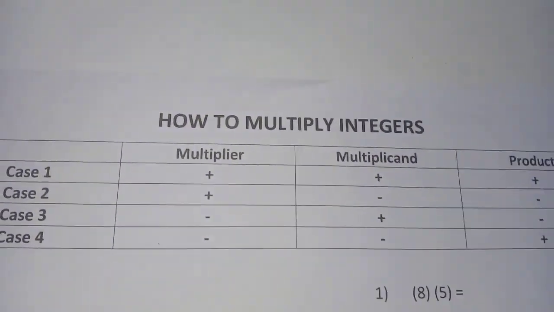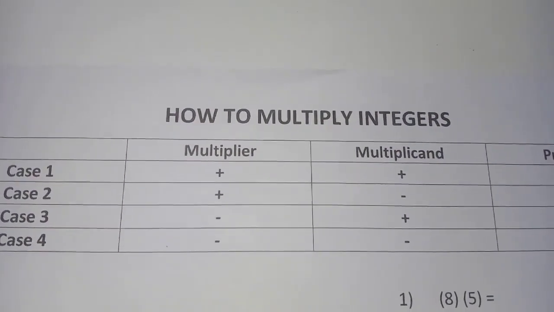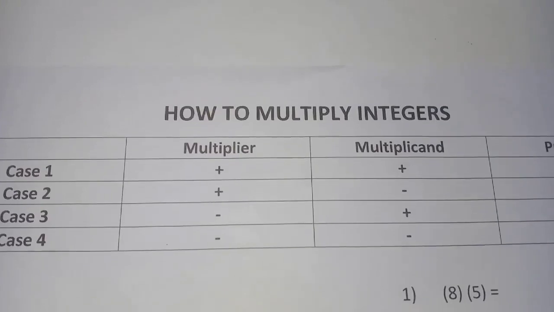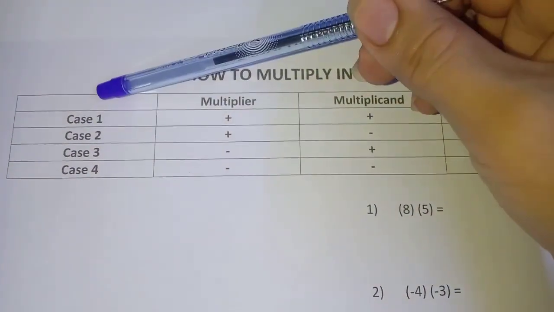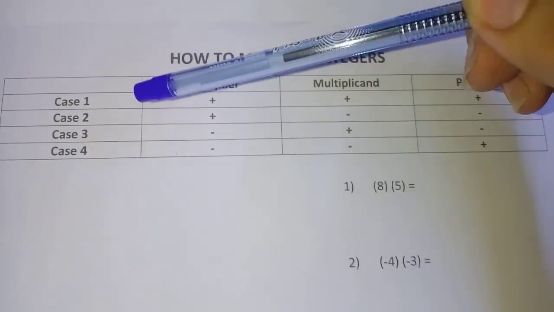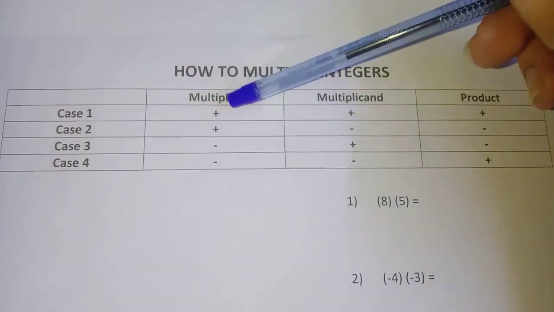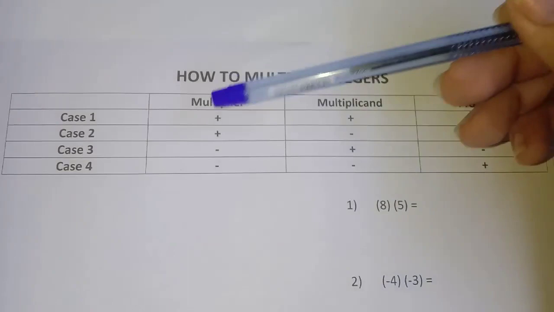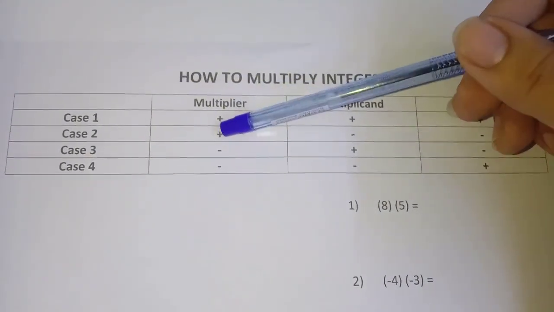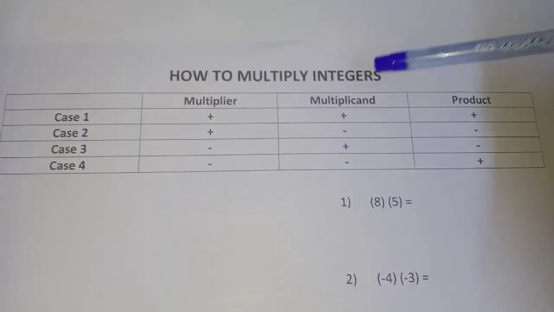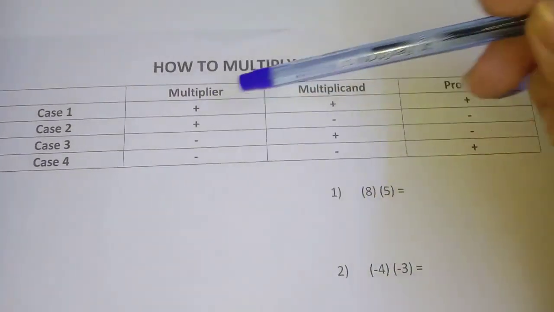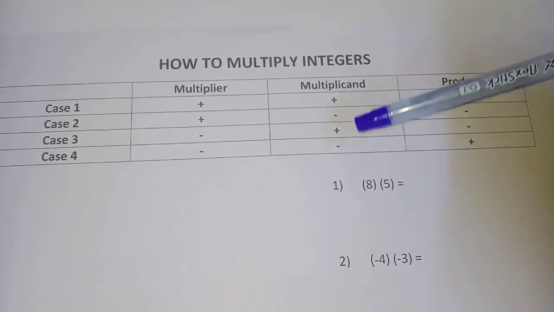On to our topic number 15, that is how to multiply integers. And there are four cases in multiplying two integers. We have case 1, case 2, case 3, and case 4. So for the multiplier, let's assume that 1 is positive, also positive, and we have two negatives for case 3 and case 4. And for the multiplicand, we have positive, negative, positive, negative.